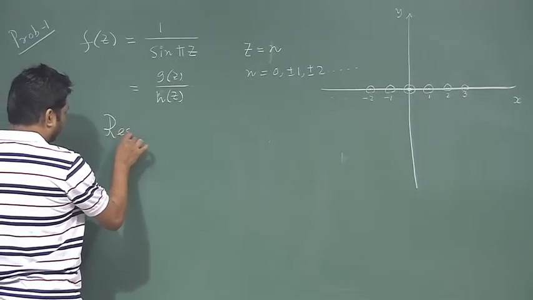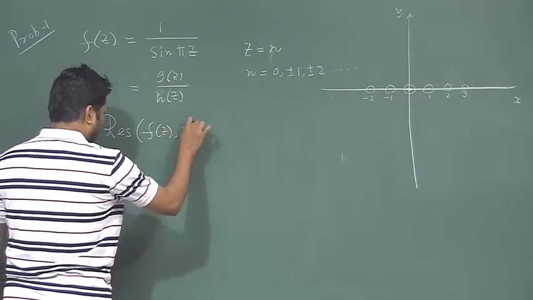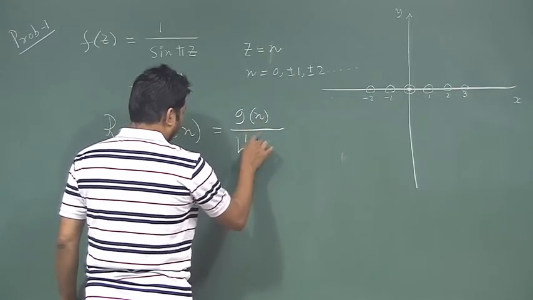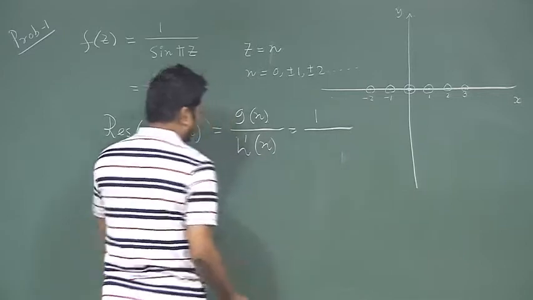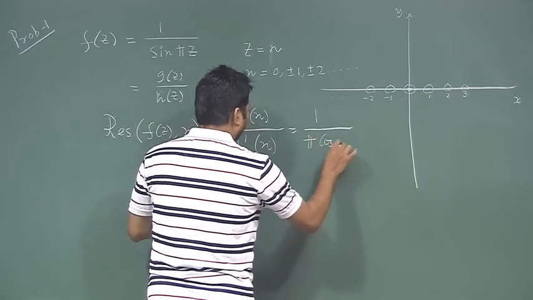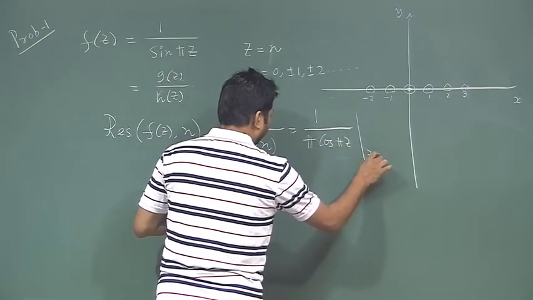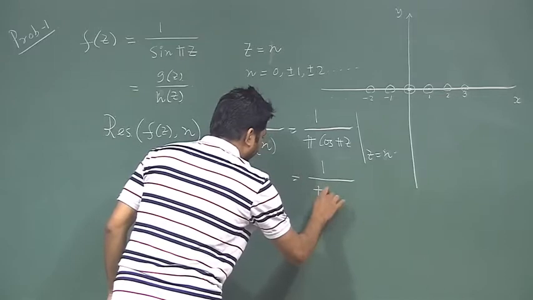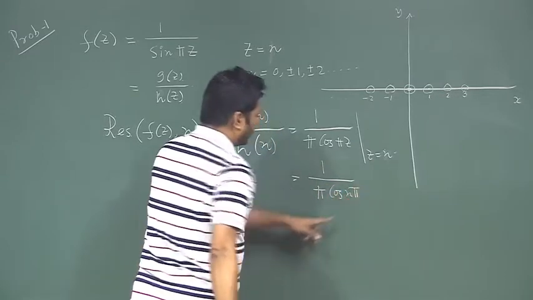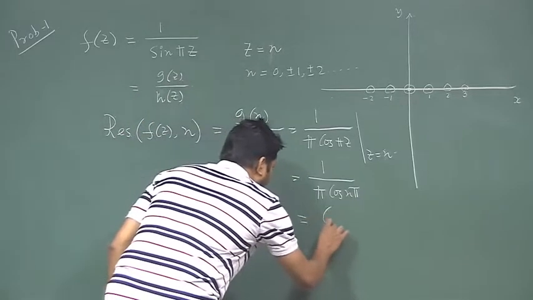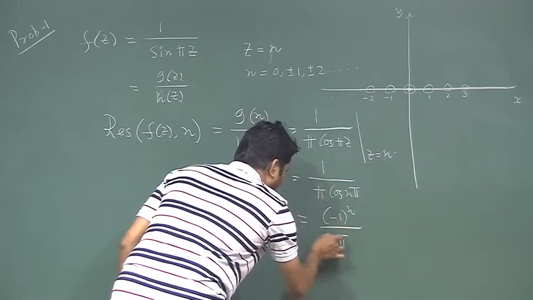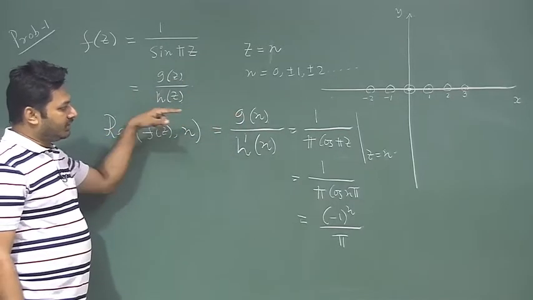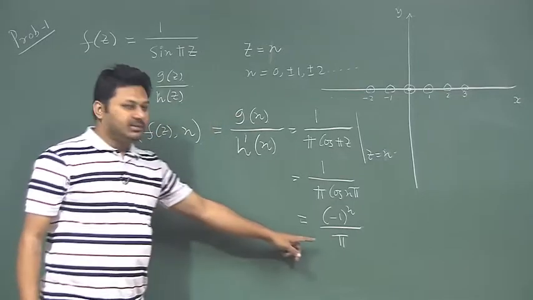the residue will be f z at n point, and the function is g of n divided by h prime of n, which is 1 divided by h prime, which is pi cos of pi z. Z will be evaluated at n point. So, now if I put, it will be 1 divided by pi cos of n pi, and we know this cos of n pi is minus 1 whole to the power n divided by pi. So, it is the most general form of finding the residue, because there are infinite number of singular points. If I take all points together, then this will be my result.